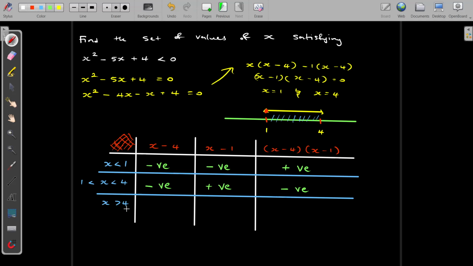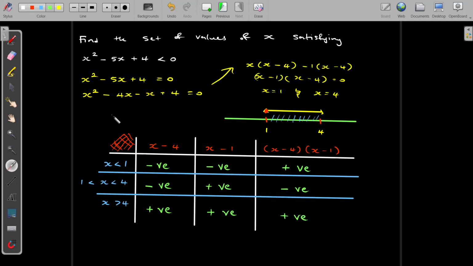Lastly, if we select any value greater than 4, so let's say 5. If we put 5 here, that's going to give us a positive. If we put 5 here, that's going to give us a positive. Positive times positive, positive. So now let's answer the question.